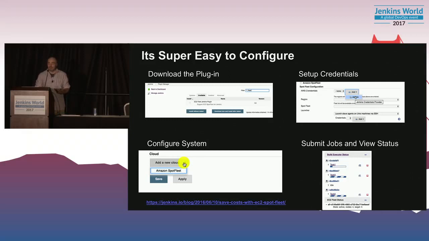If you do check it out, there's also a blog post. If you search for Save Costs with EC2 Spot Fleet on the Jenkins website, you'll see follow-the-bouncing-ball type instructions on how to get this deployed. It's pretty easy: download the plugin, set up the credentials, AWS access key, secret key, or assume role, configure, and then view status.